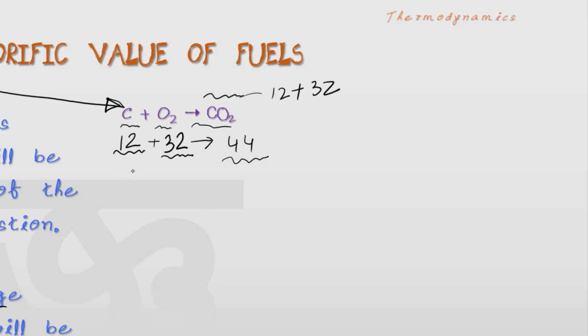Now make it 1 kg of carbon, then oxygen will be how much? 32 by 12 means 8 by 3, and that will produce 11 by 3. What do you mean? 1 kg of carbon needs 8 by 3 kg of oxygen, and that will give 11 by 3 kg of carbon dioxide.